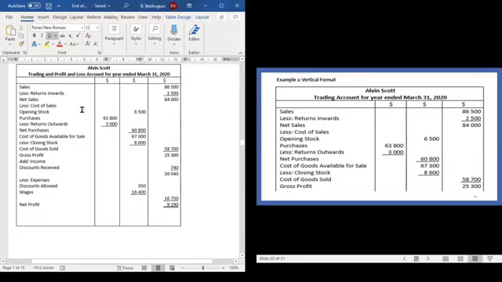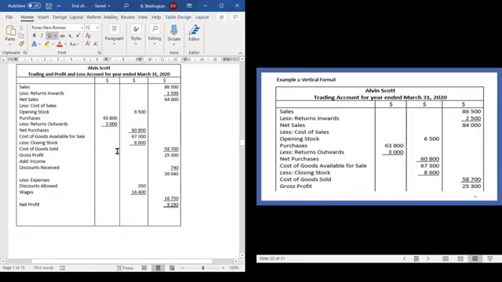The items are easy to see. You take your returns inwards from sales to arrive at net sales. You subtract your returns outwards from purchases to arrive at net purchases. If you had carriage inwards, which is the cost of transporting goods into your business, you would have added it to your purchases figure. But in this case, there's no carriage inwards stated.